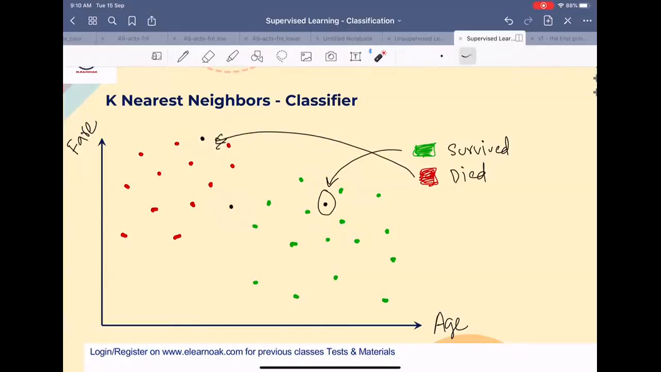Someone raised a question yesterday: what if we have an equal number of neighbors? For this kind of problem, where we have two different classes, we would go with only an odd number of neighbors. We'll find one closest neighbor, three closest neighbors, five closest neighbors, seven closest neighbors, so that we don't end up with a tie. If we're going for three closest neighbors, let's say here, we would predict that this is probably also red.